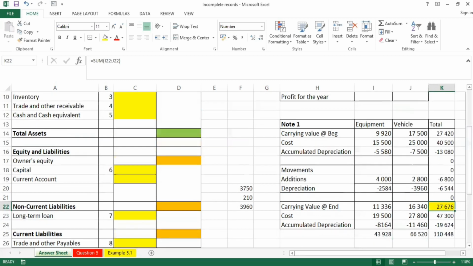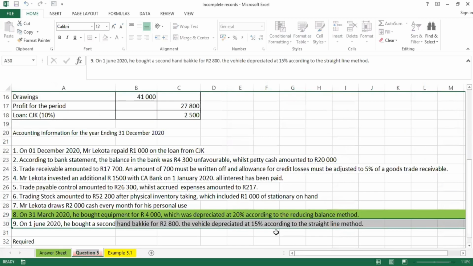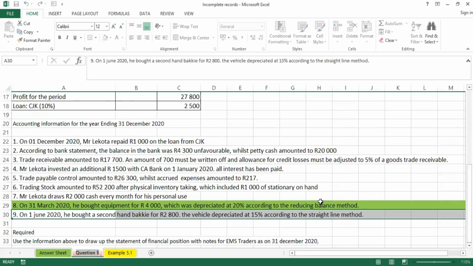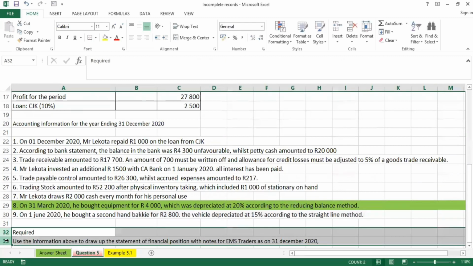So if you can check our question 5. Going back to our question, they told us our requirements down here: use the following information above to draw up the financial statement, the statement of financial position with notes for EMC Traders. So we have to do our balance sheet, including our notes.